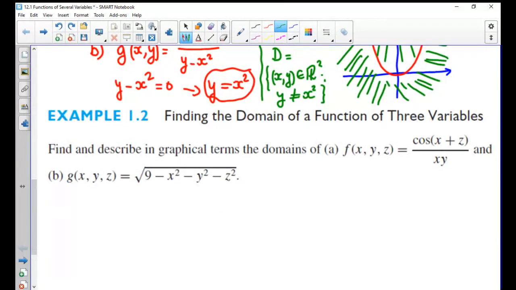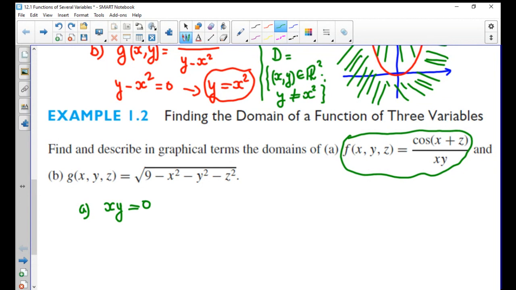Now we are moving to 3 dimensions. There is a function f which has a cosine of x plus z. Cosine, by the way, is defined everywhere, so we're okay. There's no problem with the cosine. But the denominator of this function should not be equal to 0. So if you want to find the domain of f, you should say xy should not be equal to 0.